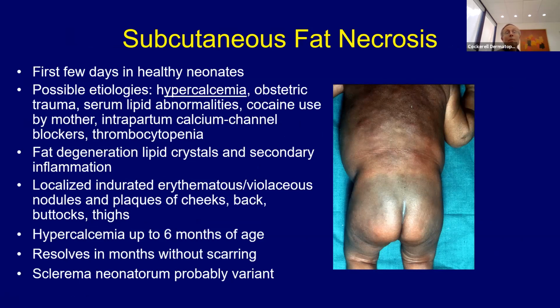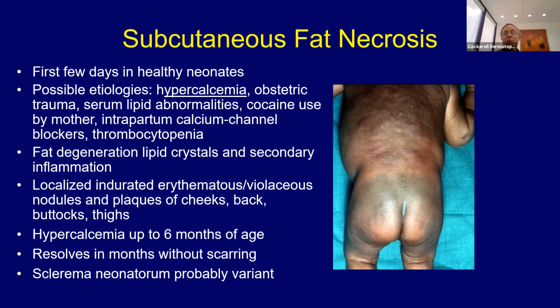Again, this can be associated with hypercalcemia. It's thought to be related in some cases to obstetric trauma. Mothers that use drugs like cocaine have been reported with this. If there are intrapartum calcium channel blockers, there have been a number of things associated with this that you should just know about. And these are indurated plaques. The hypercalcemia that can be seen can last up to 6 months of age, and usually resolves.